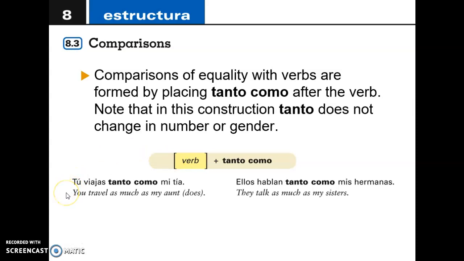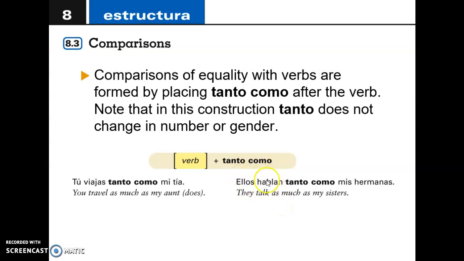Let's look at these two examples. You travel as much as my aunt. Tú viajas tanto como mi tía. So the expression is already there. It is going to stay like that. It will remain. We don't have to move anything. We don't have to adjust anything. We just have to plug in the verb that we are comparing. Ellos hablan tanto como mis hermanas. They talk as much as my sisters.